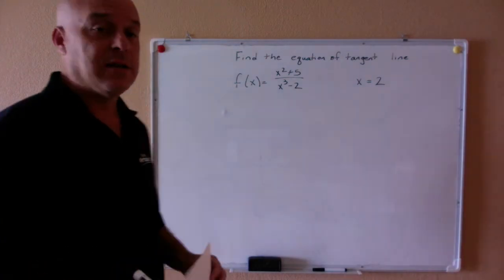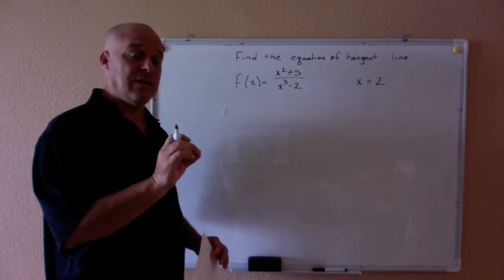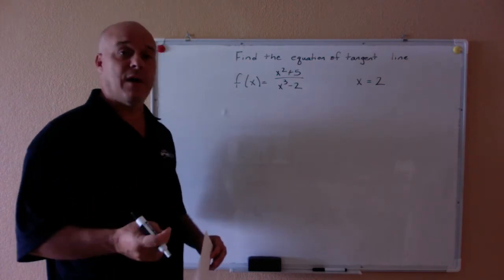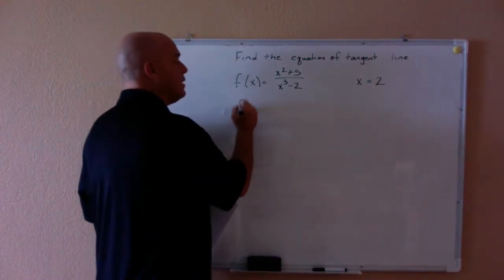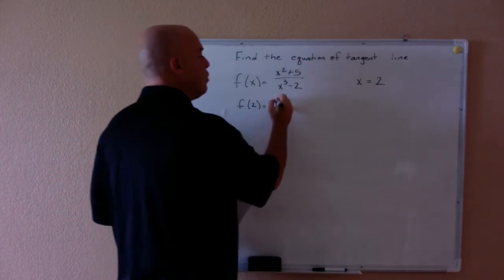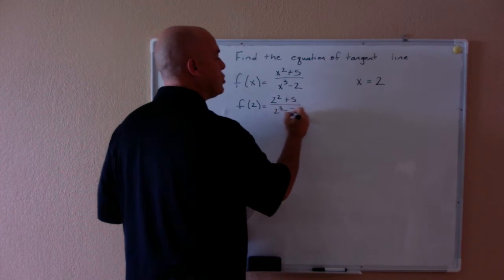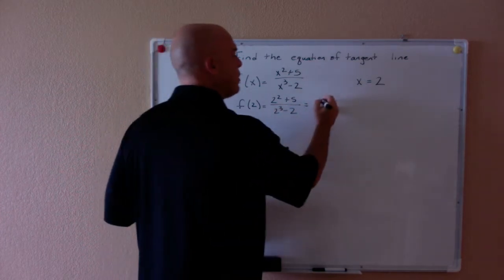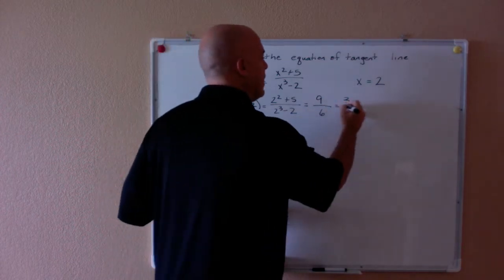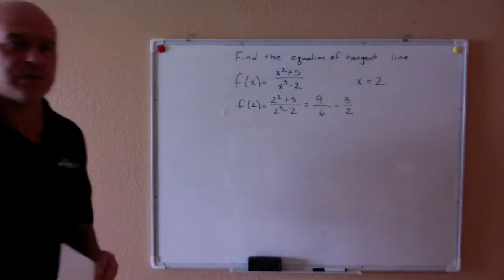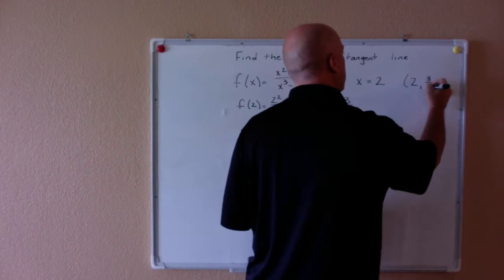To find that, remember that the point of tangency belongs to both the curve and the tangent line. And so the easiest way to find the point of tangency is just to plug 2 into the original equation. So f of 2 equals 2 squared plus 5 over 2 cubed minus 2, which is 4 plus 5, which is 9, over 8 minus 2, which is 6. And so my y-coordinate for my point of tangency is 3/2. So the point that I'm working with is the ordered pair 2, 3/2.